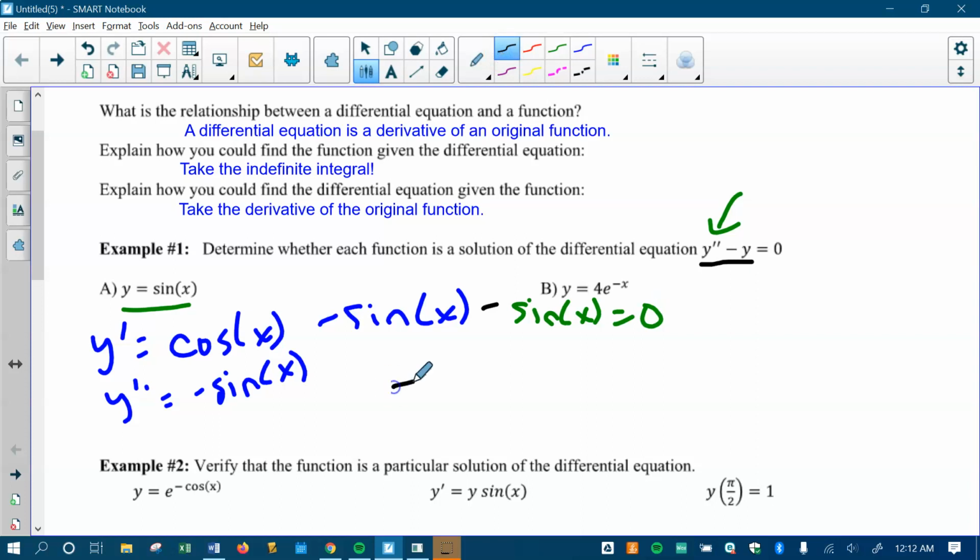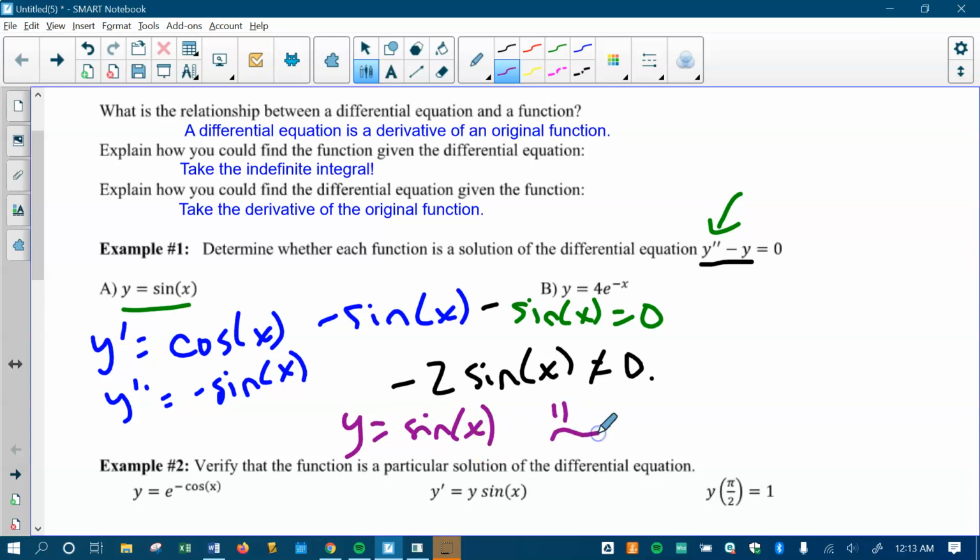What I get here is negative 2 sine x, which is not equal to 0. And what that means is this equation that they gave me, y equals sine x, is not a solution to the differential equation. When I say NS here, I mean not a solution. I don't mean no solution, because there still might be a solution to the differential equation, but that particular solution is just not sine x. So, in short, I'll just take off the NS so it's not so ambiguous, and I'll just say, nope. Was it a solution to the differential equation? Nope. All right, so let's go and do B.